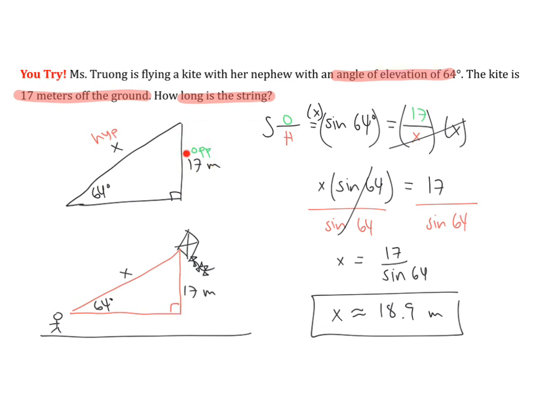After labeling the triangle, we know that we're working with the opposite and hypotenuse. The only ratio that has opposite and hypotenuse together is sine. Substituting everything in, we finish solving and we get that x is approximately 18.9 meters.